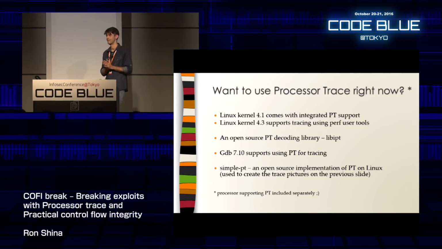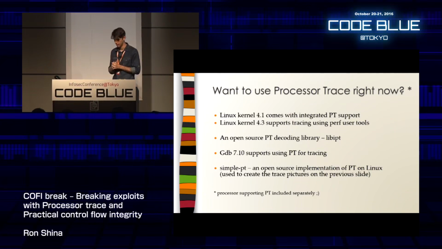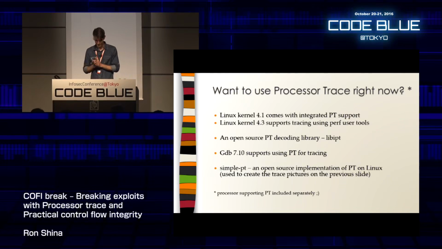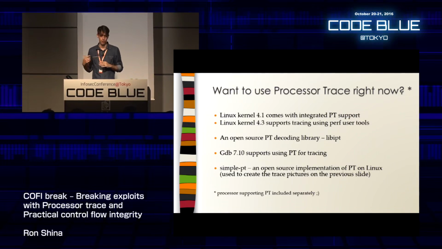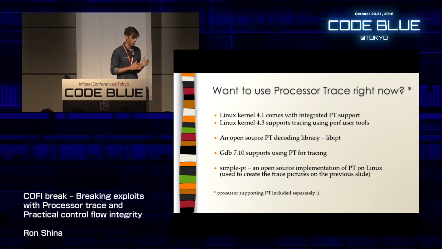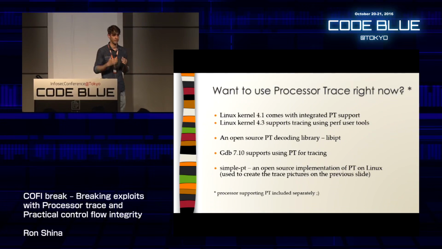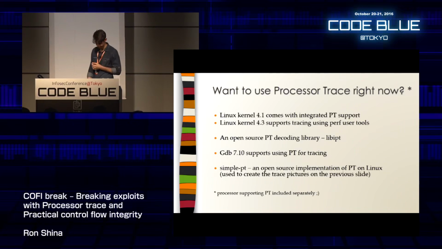GDB 7.10 enables you to trace using Processor Trace, just as it does with Branch Trace Store. And there is an open source driver called simple-pt, which I used for the previous slides, which will enable you to use Processor Trace even if your current Linux kernel is lower than the ones that I mentioned, say 4.1.